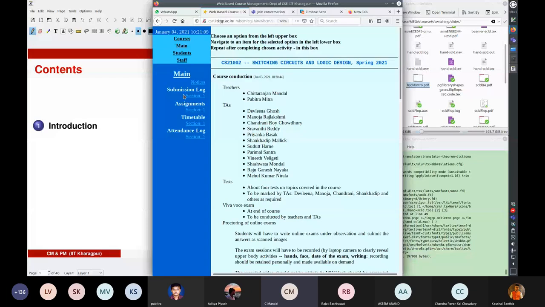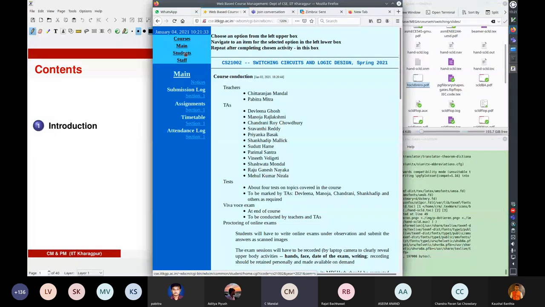Now, note that over here you have basically three items. One is main, one is students, one is staff. So presently we are in main.